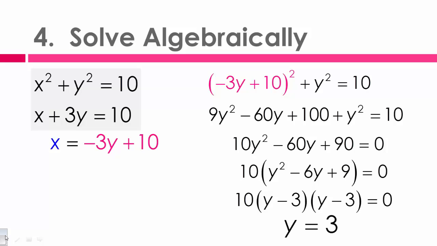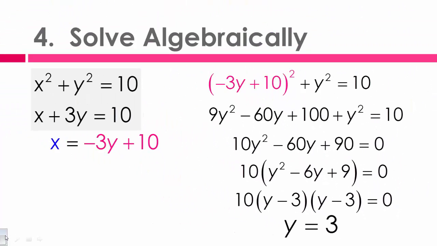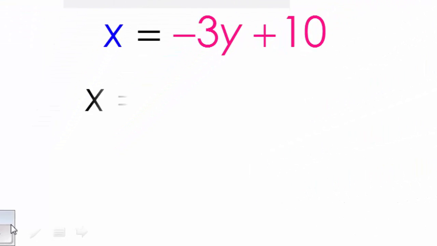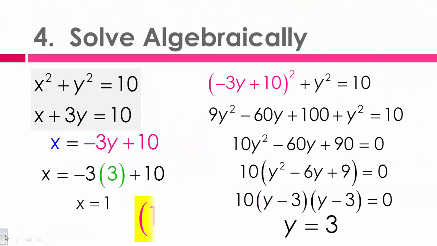Now you get y equals 3 on both parentheses. This is called a double root. Technically there's only one answer. So this is telling us that this circle and line intersect at 1 point. Now all that's left to do is to plug it in and solve for x. Don't forget to write your answer as an ordered pair.